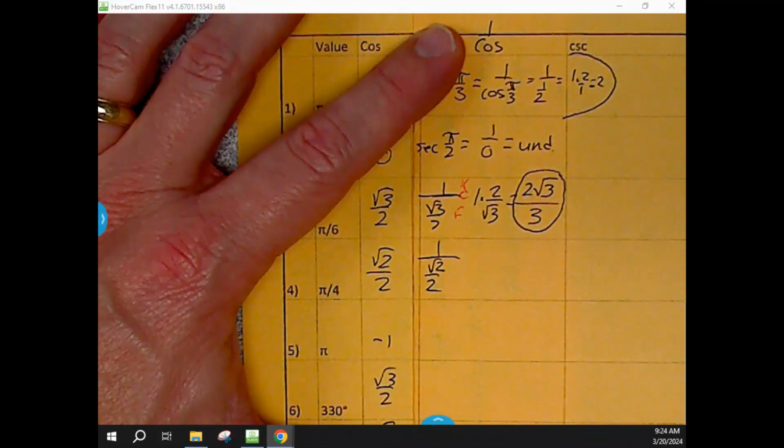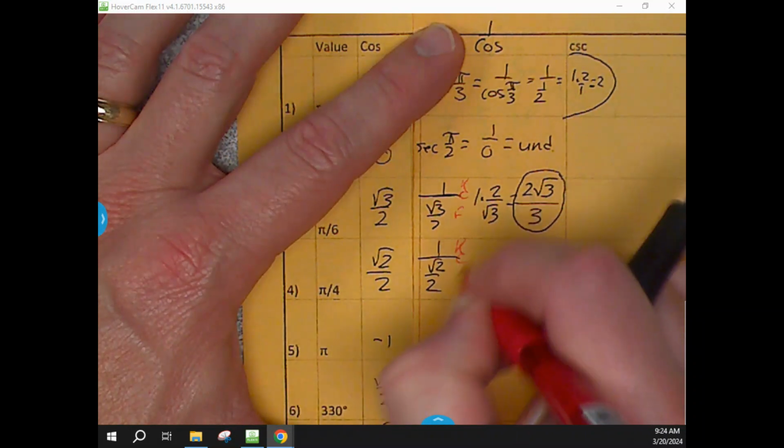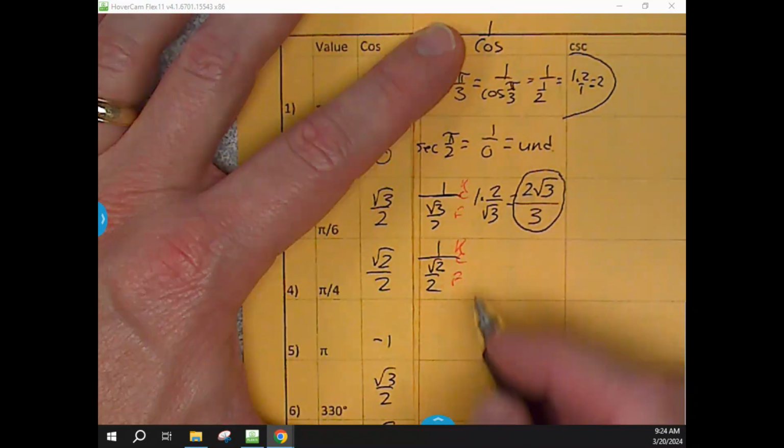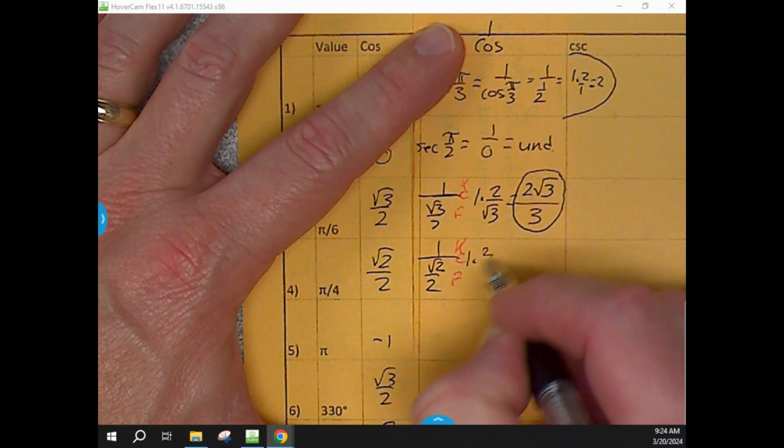Again, if we keep change flip, it's kind of the same scenario we had back here. It's going to make it 1 times 2 over the square root of 2.